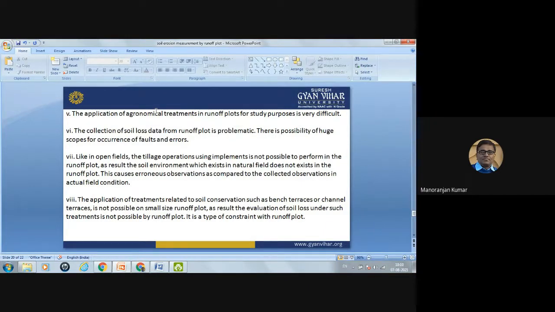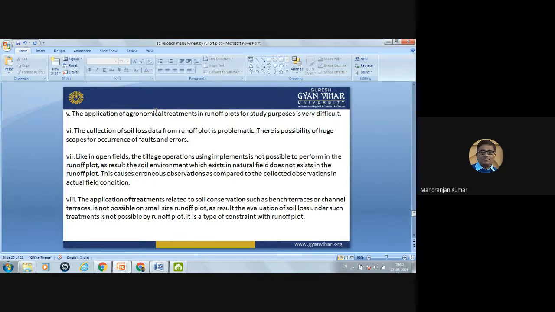Agronomical treatments like contour cropping, strip cropping, and buffer cropping are difficult to apply with the runoff plot. Another problem is that the collection of soil loss data from the runoff plot is problematic. There is a possibility of huge scope for the occurrence of faults and errors.